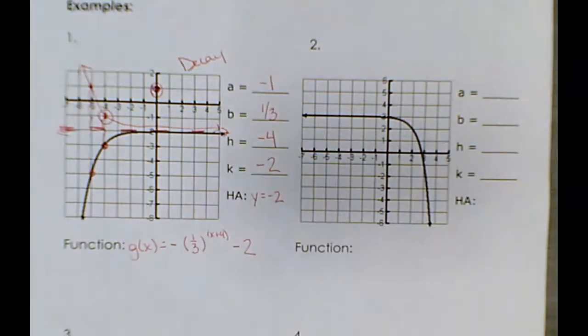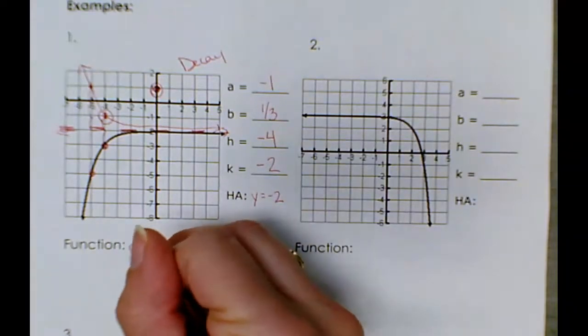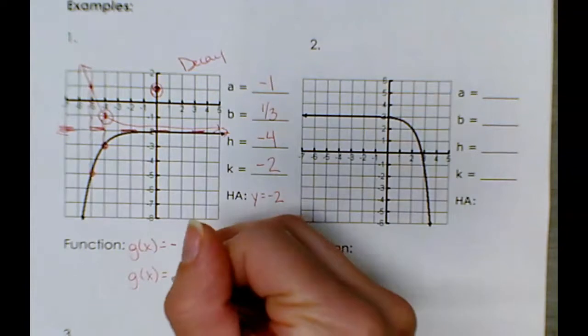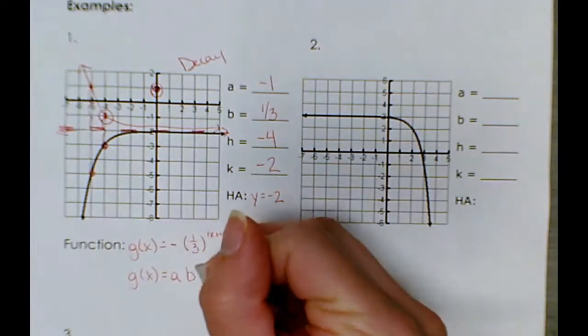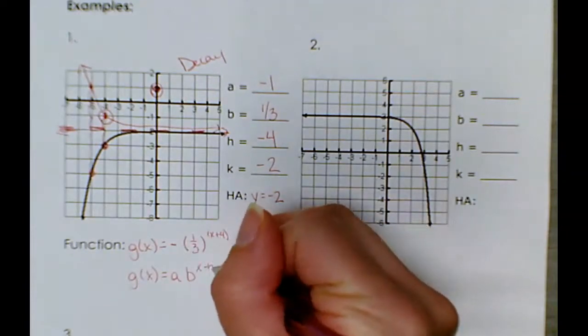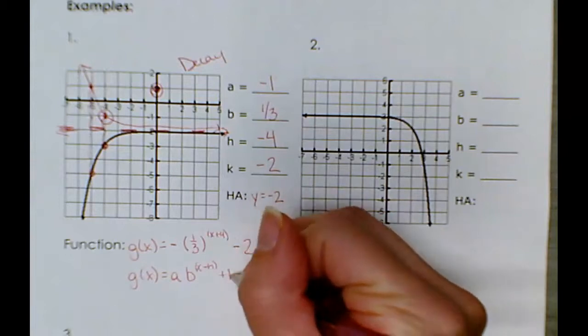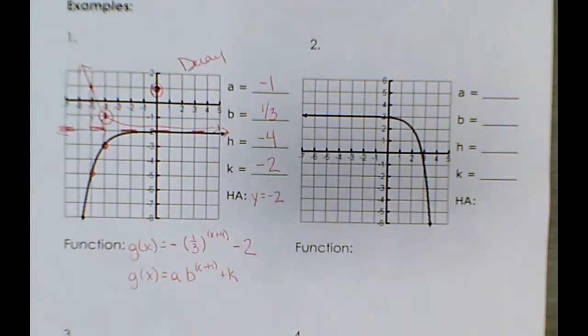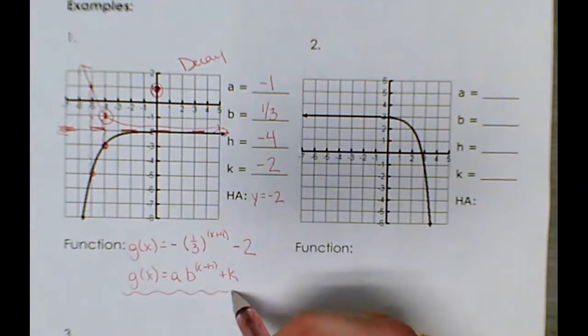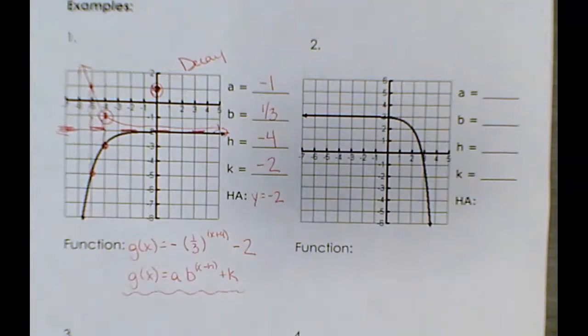So if that was difficult to follow and you were wondering where everything came from, remember that when you put everything together, all the transformations, you'll have a out front, you'll have b to the power of x minus h, and then you'll have a plus k at the end. So this is kind of the formula for how to do transformations. So let's look at number 2.